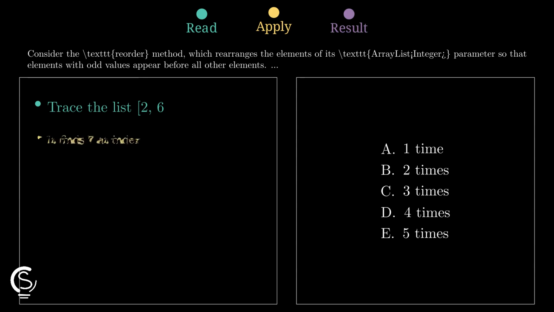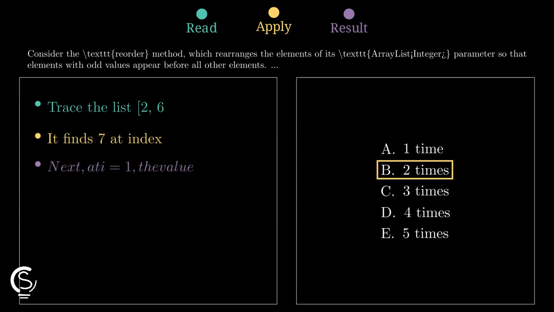Continuing the trace, index 4 contains 1. This second odd value triggers line 19 again. That makes 2 total executions for the method.